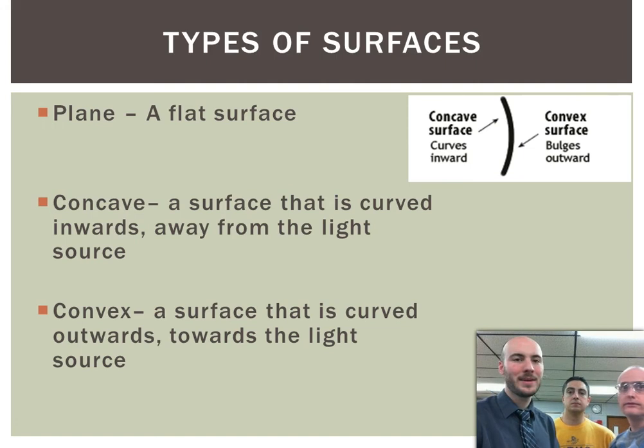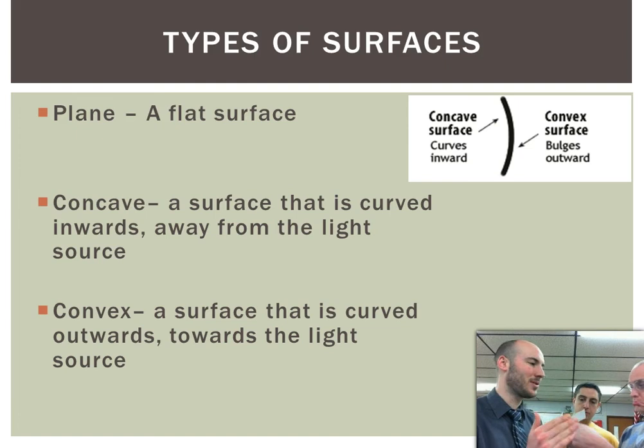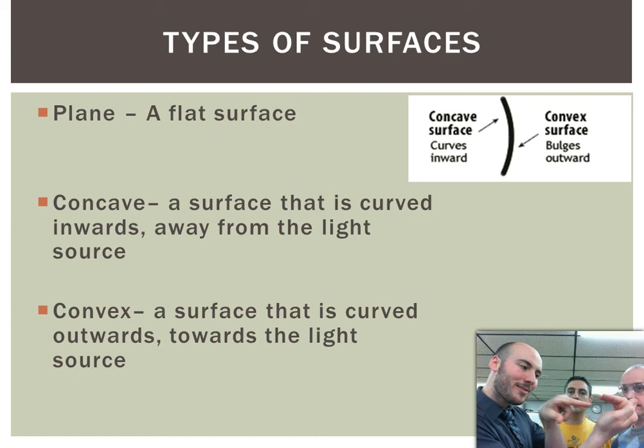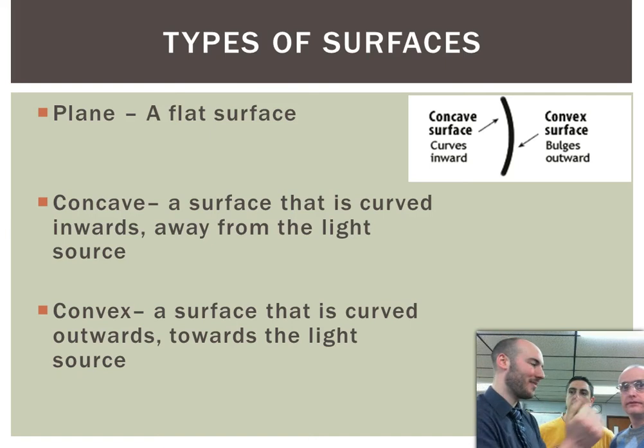Now, concave is a surface that is curved inwards. It is away from the source of light. The way I remember this is caves, they go inwards. So if I'm looking into a cave this way, this is the concave surface. Something caves in, you fall in.